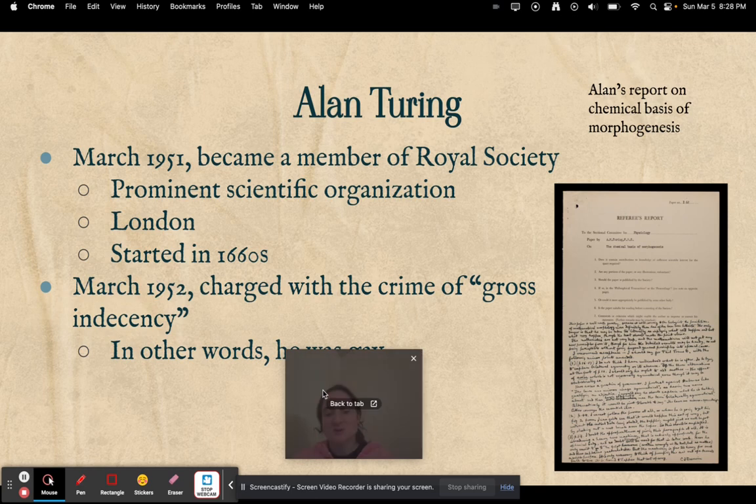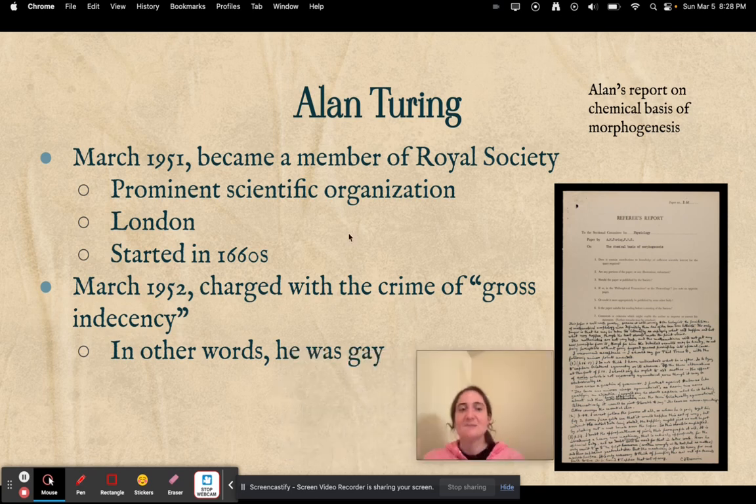All right, so Alan, in March of 1951, became a member of the Royal Society. Now, the Royal Society was like the top institution for scientists in England. Only the prominent scientists would ever get in there. It was based in London and actually started way back in the 1660s.